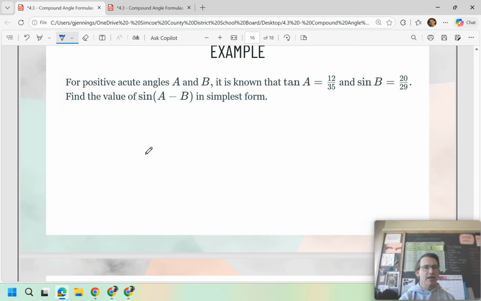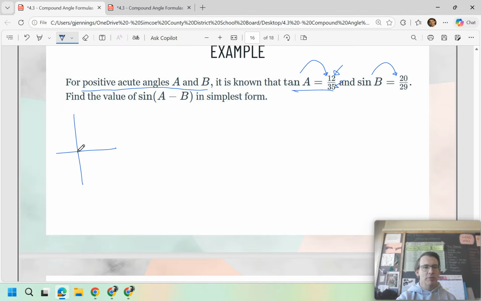If we want to find sine A minus B, but we know that tan A is 12 on 35, and sine B is 20 on 29, what do we have to do here? Okay, first of all, we know that they're positive acute angles A and B. So get out your unit circle and think about tan A. Tan A is opposite over adjacent.